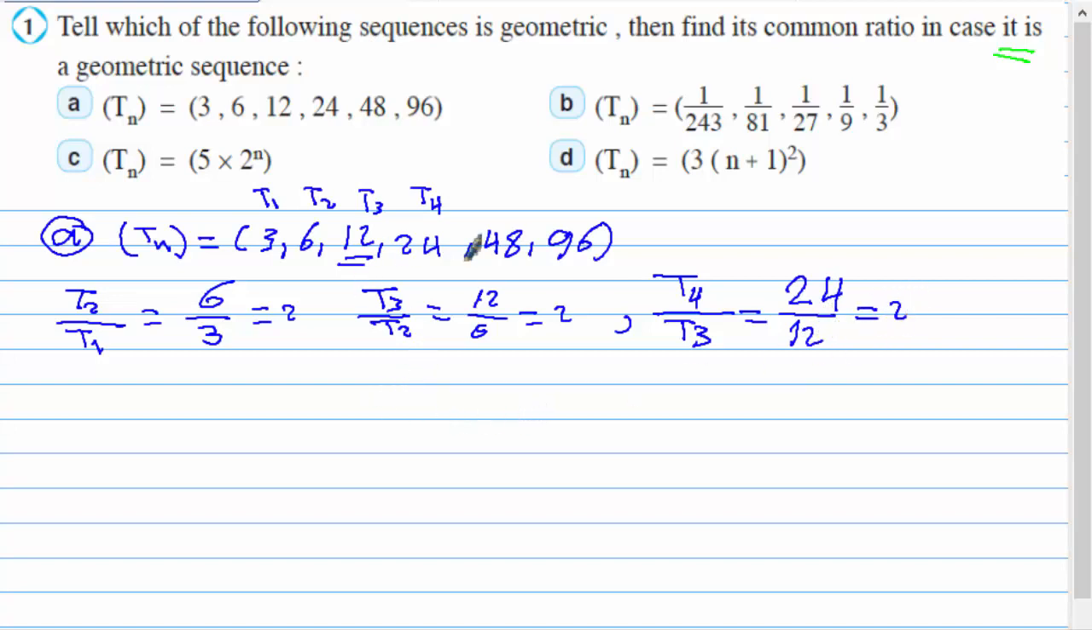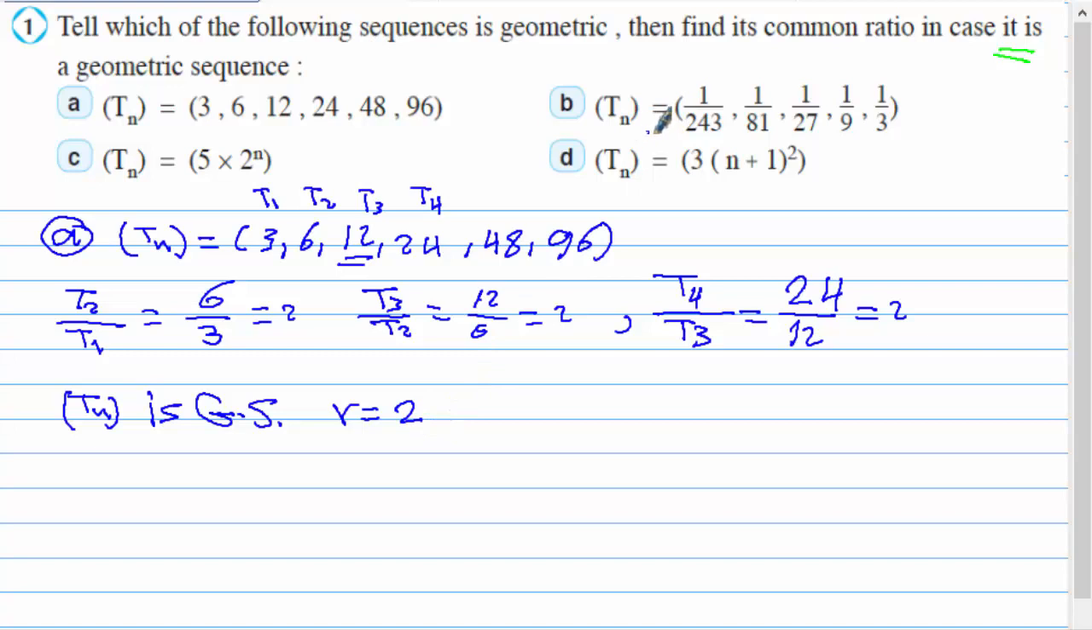So this sequence is a geometric sequence, because also if you divide 96 by 48, you will get 2, and 48 divide 24 equals 2. So the sequence Tn is a geometric sequence, and its common ratio R equals 2.